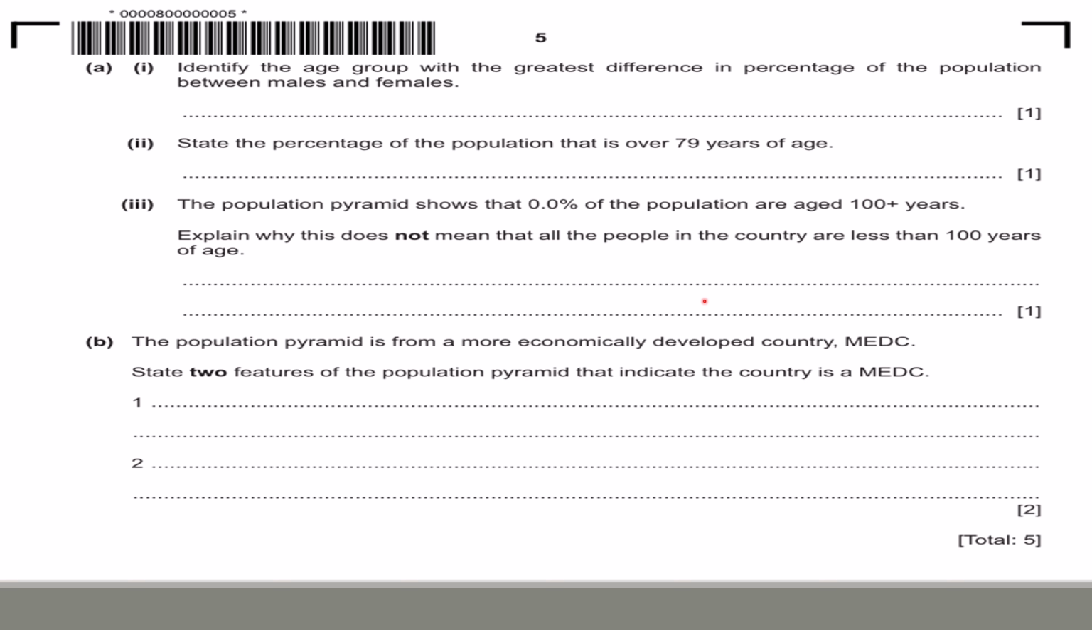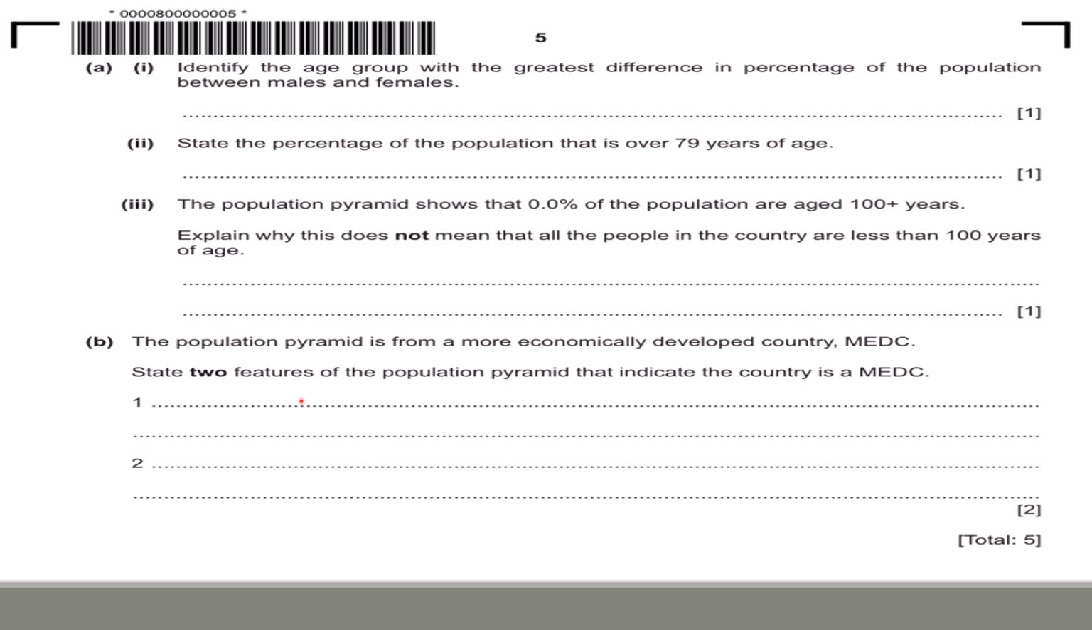There might be 50 or 100 centenarians in the country, but as a percentage of a population of millions, that number is so small, for example 0.004%, that it rounds down to 0.0% on the graph or pyramid. Here is the part B.